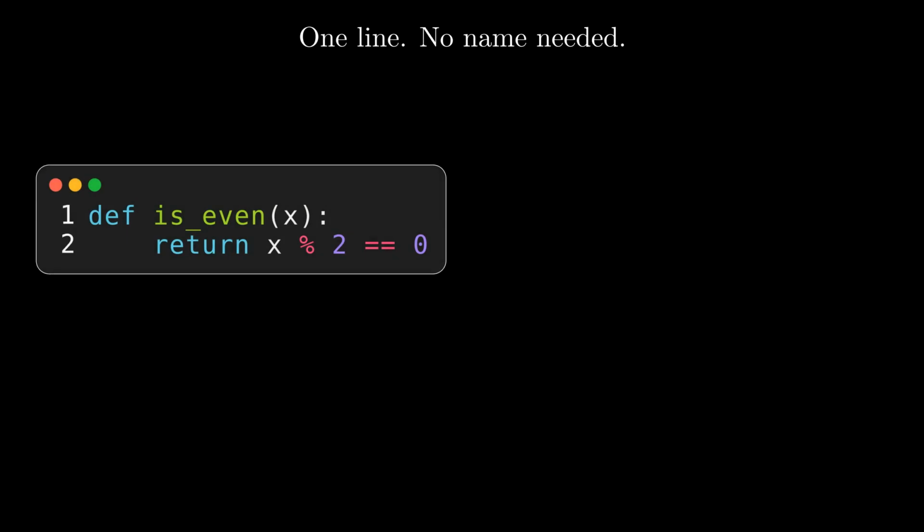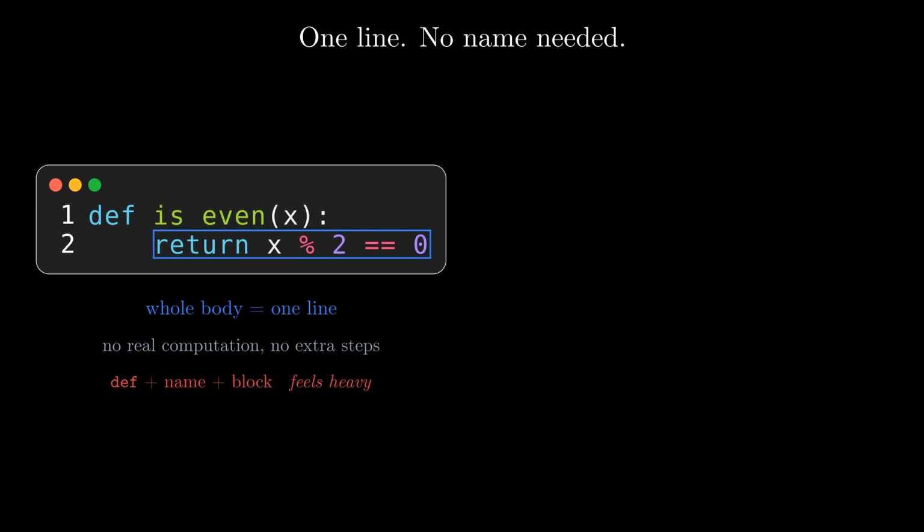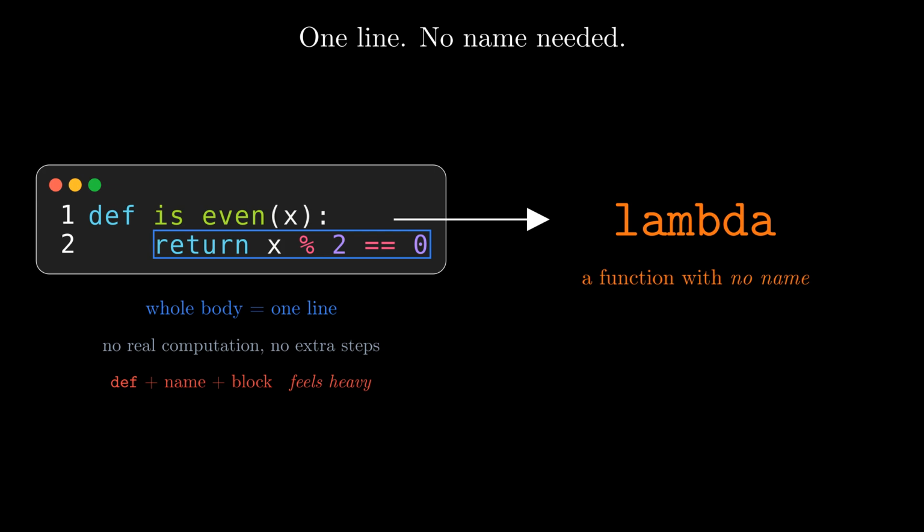Now look closely at a function like isEven. Its whole body is a single line. It takes an input and immediately returns whether that input is even. There's no real computation, no multiple steps, nothing that needs a full function definition with its own name. Writing def, picking a name, and setting up a whole block feels heavy for something this small. This is exactly the situation a lambda function is built for. A lambda lets you create a function that does one simple thing, but without ever giving it a name. So the tidy little functions we keep writing by hand can be rewritten as anonymous functions instead.